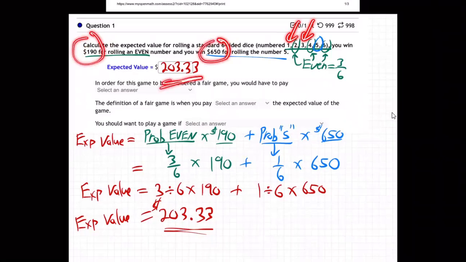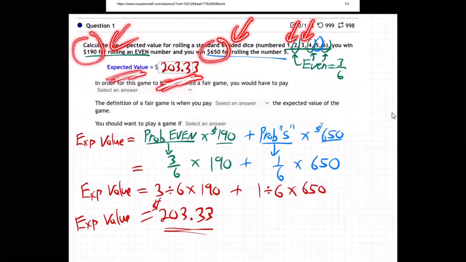The 203 is what you're going to win on average. That's the average. That's the expected value. It's what you expect to happen on average. Sometimes you win 190. Sometimes you win 650. Sometimes you win nothing. What's going to happen on average? Like if you do this hundreds and hundreds of times, what's going to happen on average? It's going to be like you're winning $203.33 every time. That's the average thing that will happen.